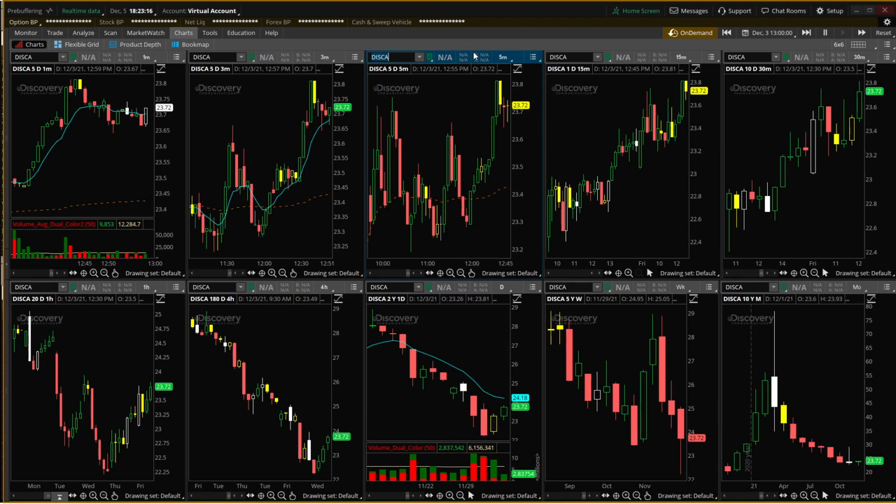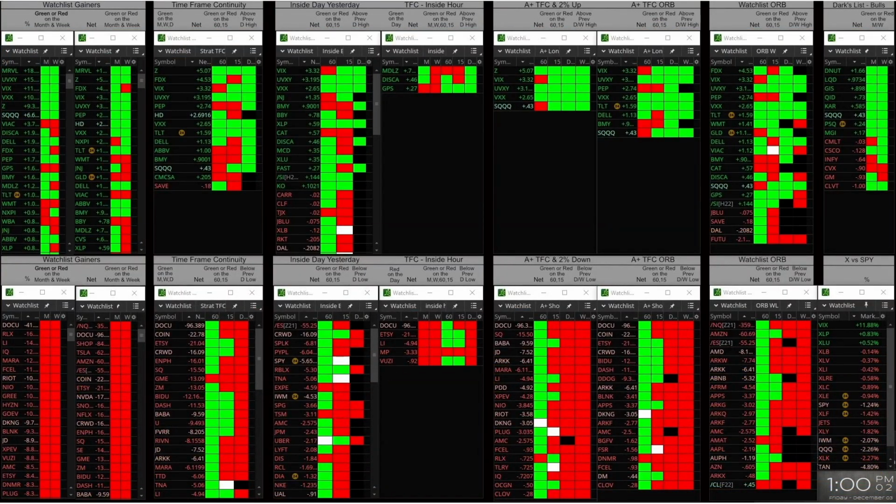Okay, so that's one example there. So those aren't really based on scans, like I said. That's just the gainers list. Okay, so let's start looking at these time frame continuity scans, and you see here Zillow popped up again. It is on the watch list gainers, and it's also on the time frame continuity scan all the way across. So let's take a look at Zillow.